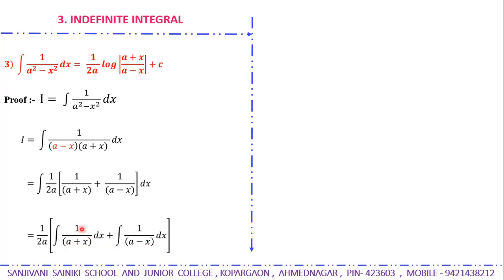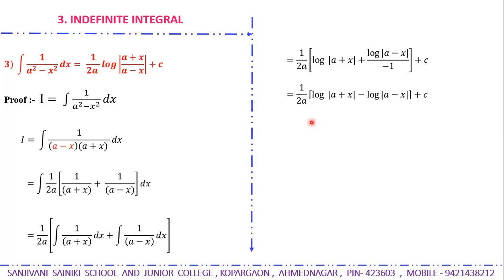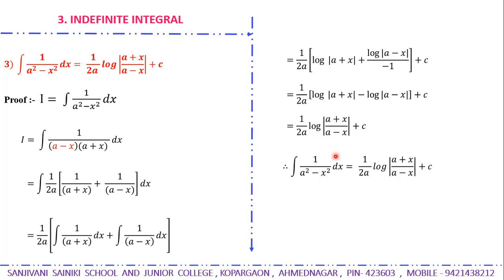Now its integral is given by log of a plus x. Its integral is given by log of a minus x upon minus 1, because the linear expression is in the form of ax plus b, where the coefficient of x is -1. So we have to divide the integral by it. So you get 1 upon 2a log of a plus x minus log of a minus x plus c. So again we will use the same property of log of a minus log of b is log of a upon b. So this is the integral of the given expression.